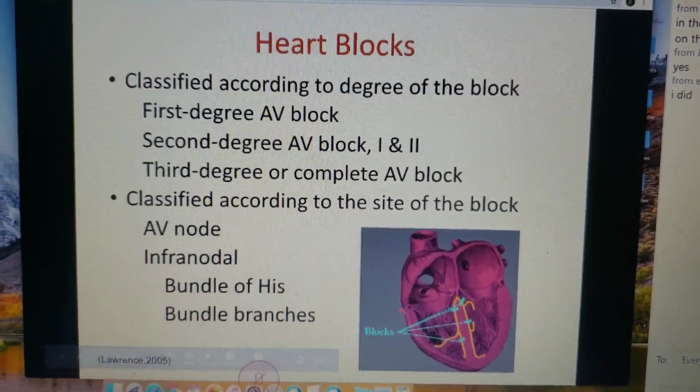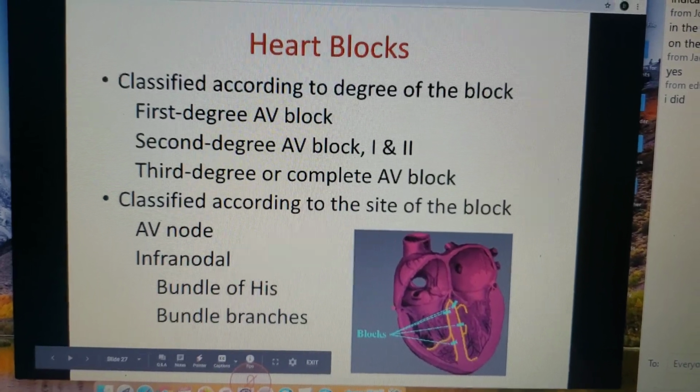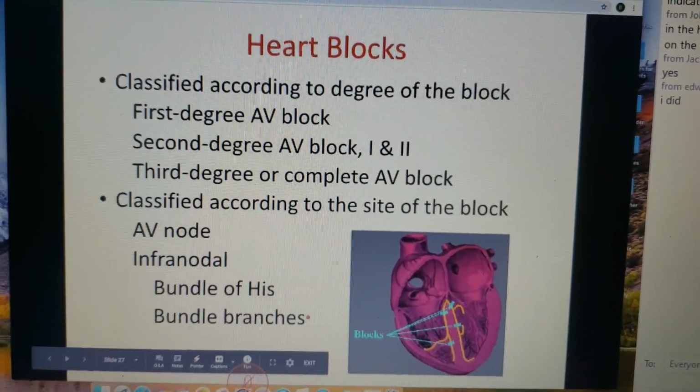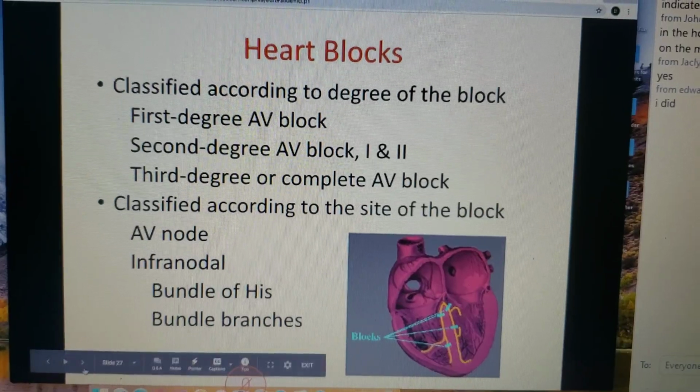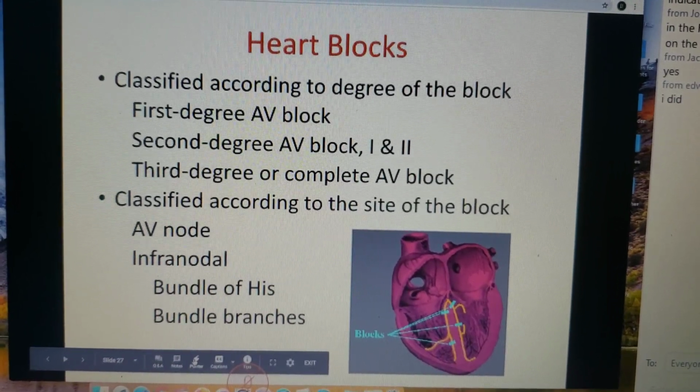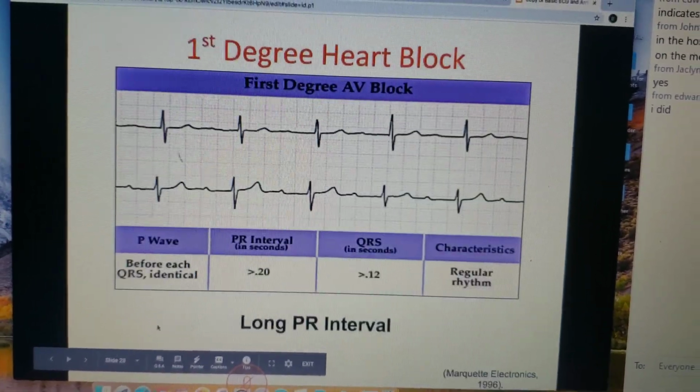So they're classified according to the site of where it's blocked. And there's different reasons for the blocking. We're not going to get into that, but I'm going to just explain these to you real quick. It'll blow your mind right now.